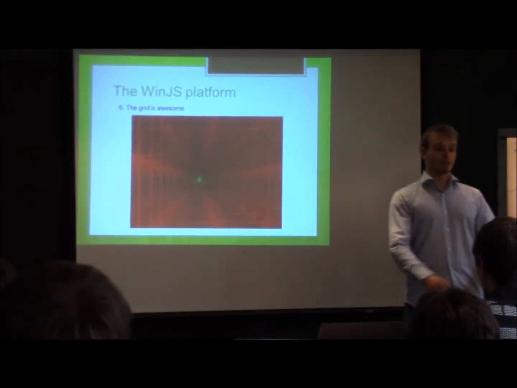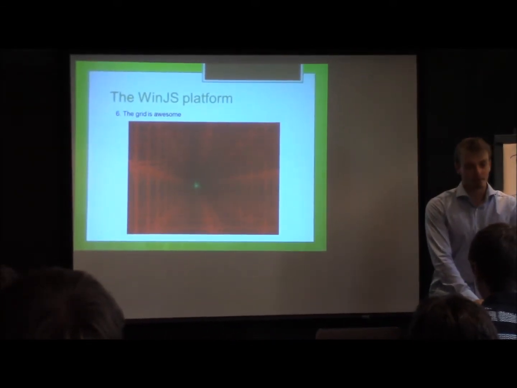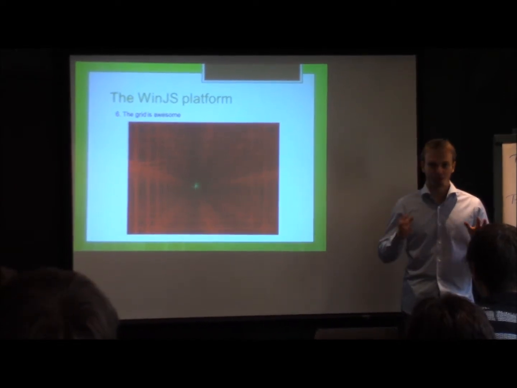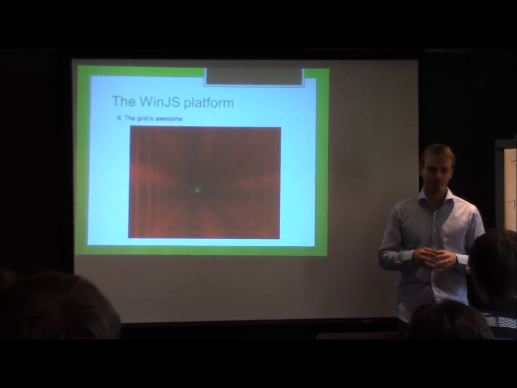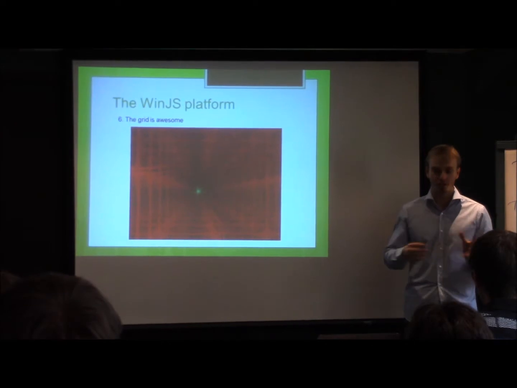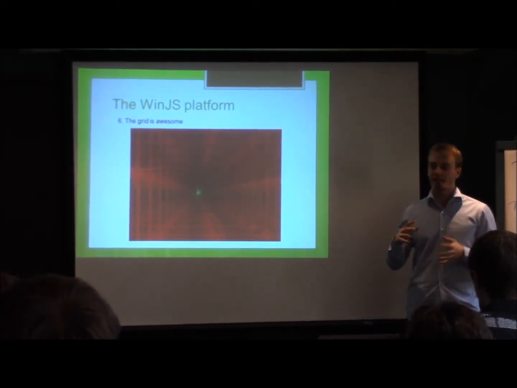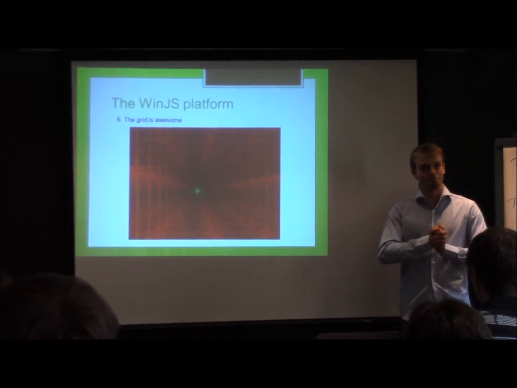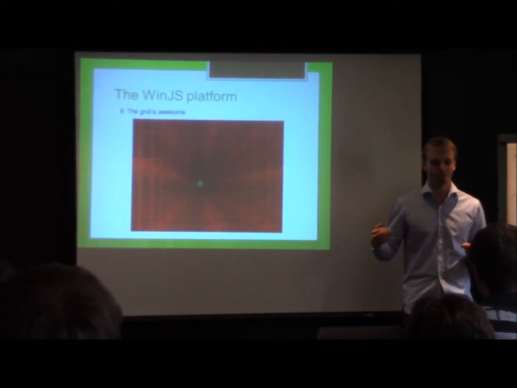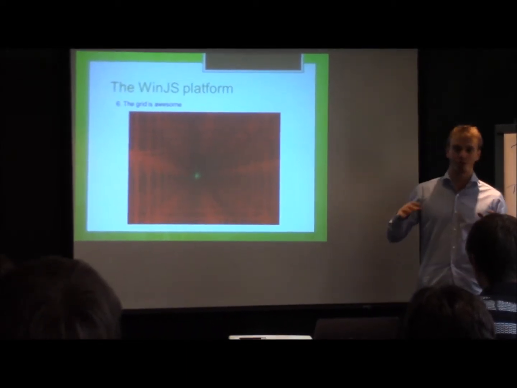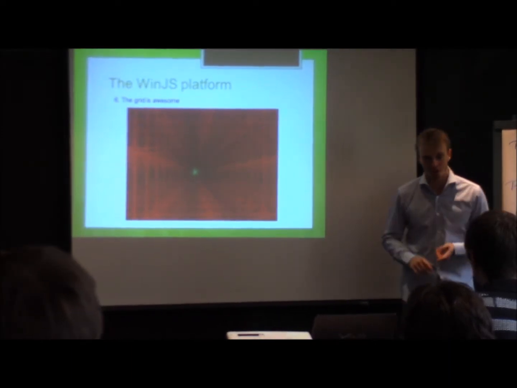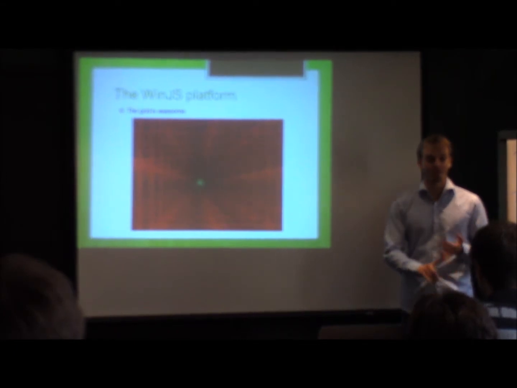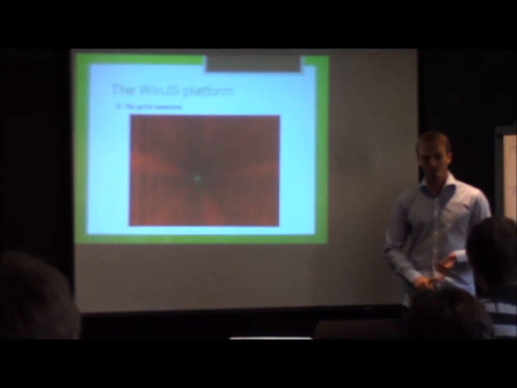The WinJS platform on Windows 8. Basically, when you develop an app, Windows 8 natively supports HTML5 and JavaScript, and their library is called WinJS. In that, they integrated what they call the grid. It's basically a pre-made layout for you that's going to support all the Windows 8 interaction, all the touches, all the swipe, the multi-touch. So it's very useful. Instead of you having to code everything by hand, you can use the grid.